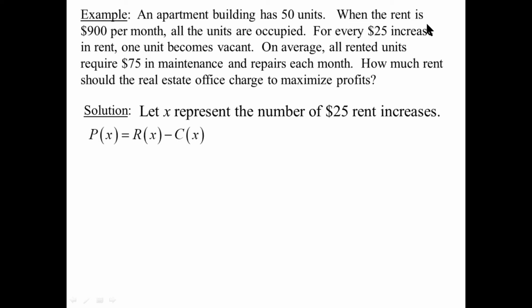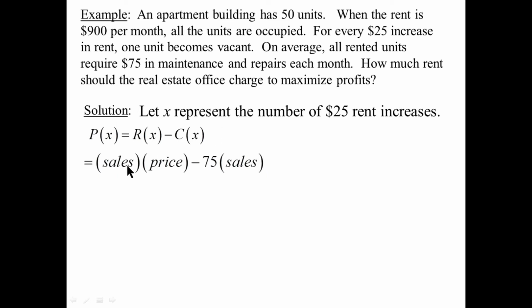So, profit is revenue, take away costs. Anybody who's run a lemonade stand understands that the profit, the money you get to keep, is the money that comes across the table. Take away the cost of making the lemonade. Now, where does revenue come from? If we're renting apartments, it comes from sales times price, or rented units times price. And then the cost is, well, it says $75 for every rented unit.